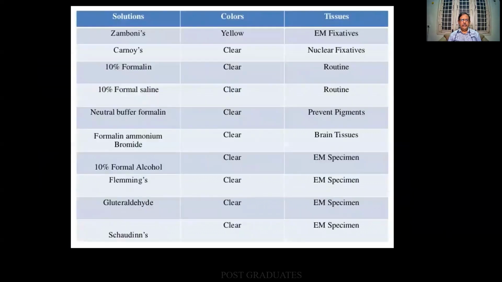And the list continues over here. There are a good set of fixatives for electron microscopy itself. Is it clear? Such as glutaraldehyde and so on. So I would like you people to kindly go through it repeatedly. It is not possible for us to memorize, but then we should know that there is an array of fixatives and the tissue for which it should be used.